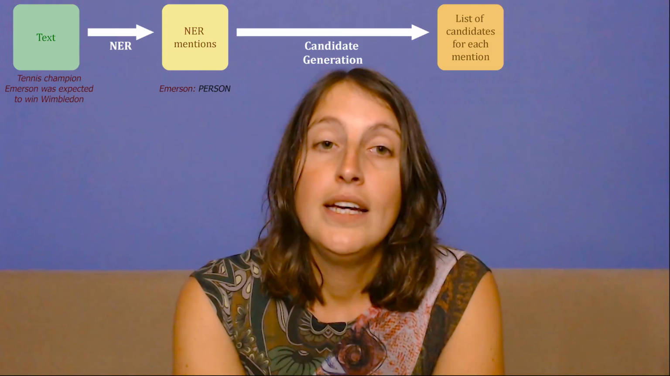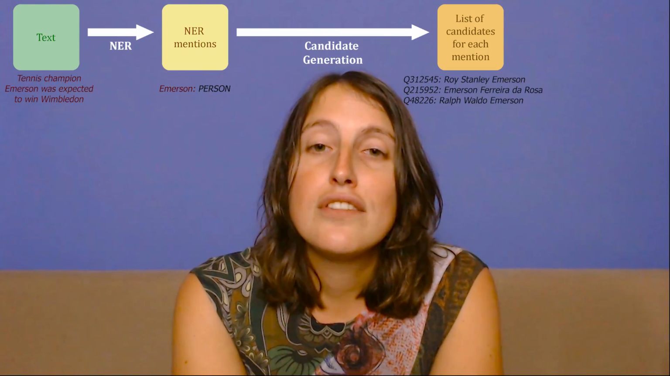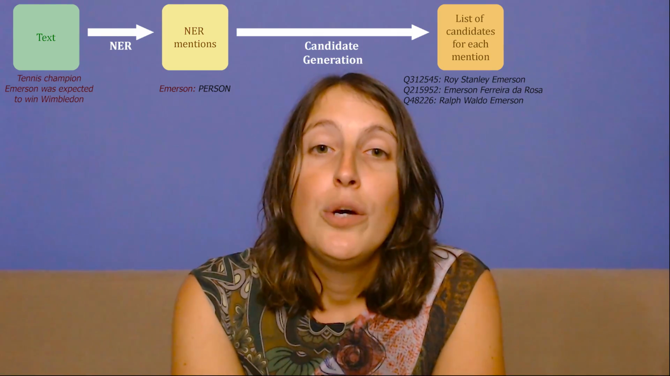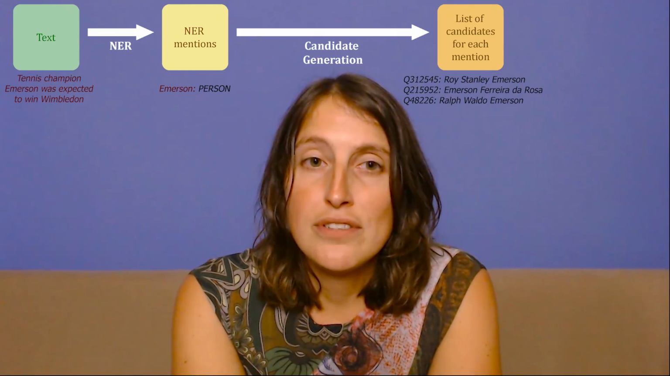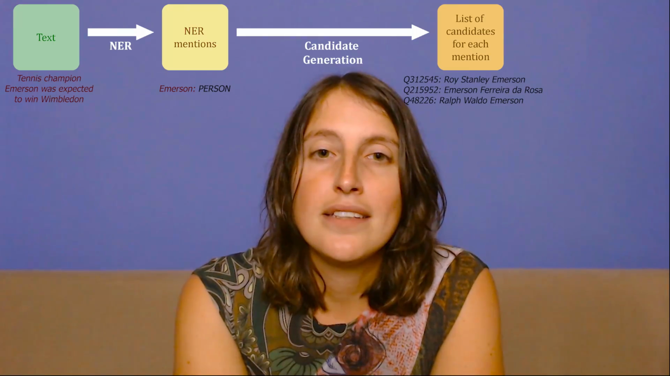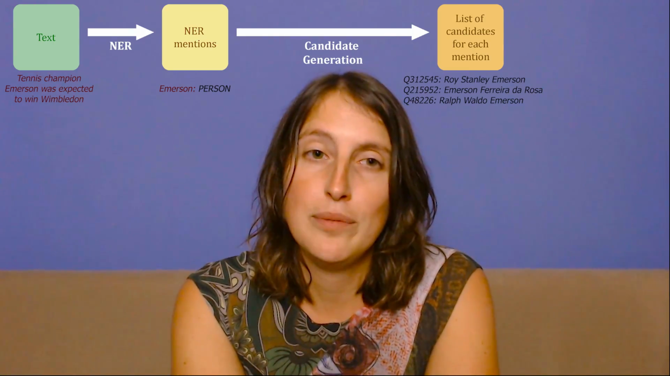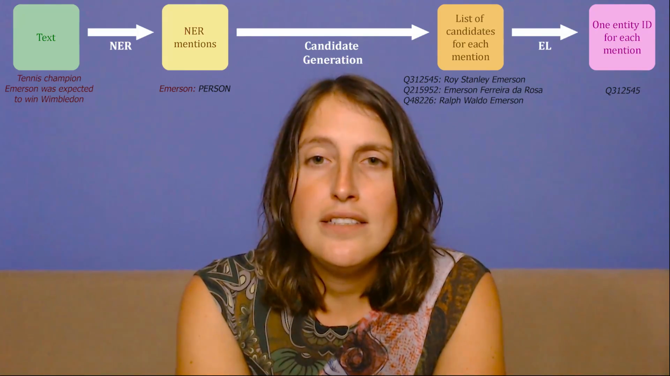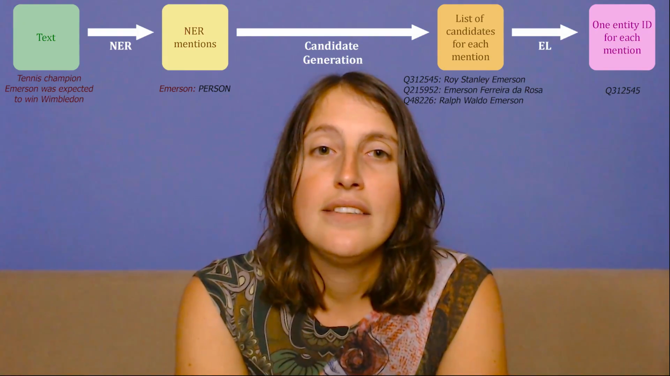Next, the extracted mention needs to be resolved to a list of plausible candidates. In our case, we'll consider 3 different people named Emerson. Typically, this list is created by querying a knowledge base that contains various aliases and synonyms. In the final step, we need to reduce the list of candidates to just one final ID that represents the correct Emerson.